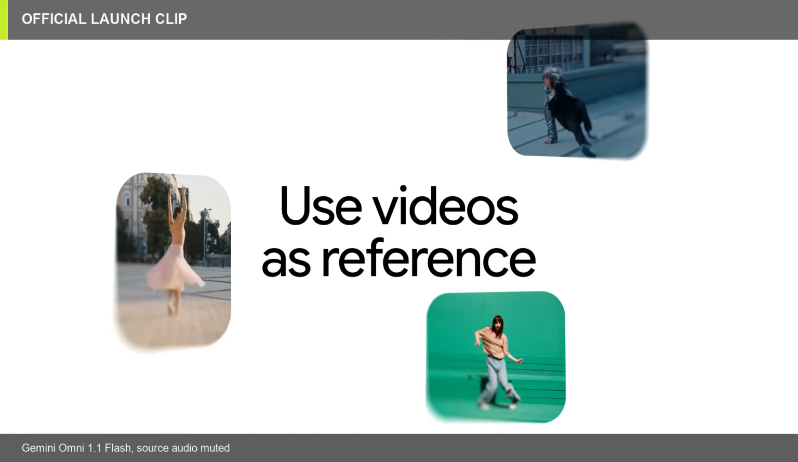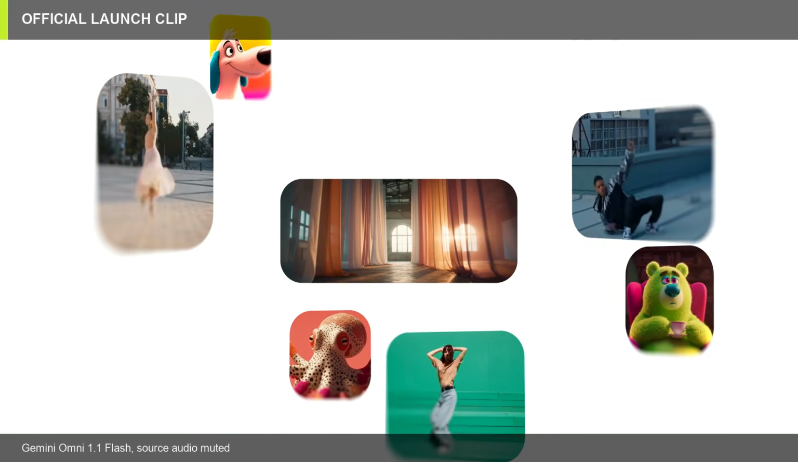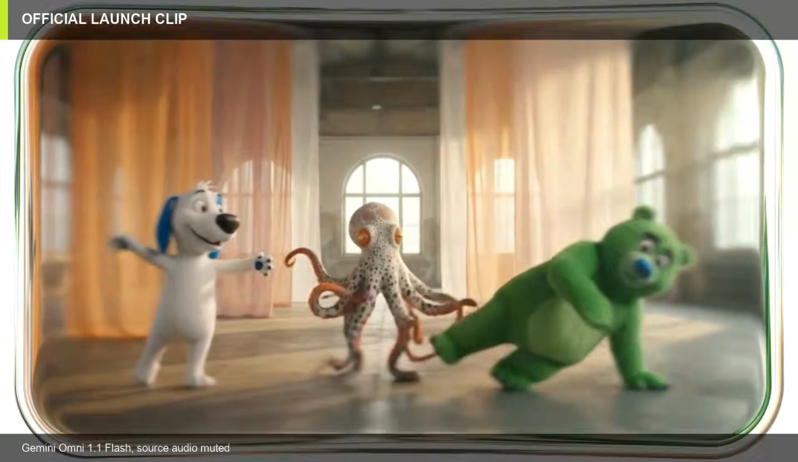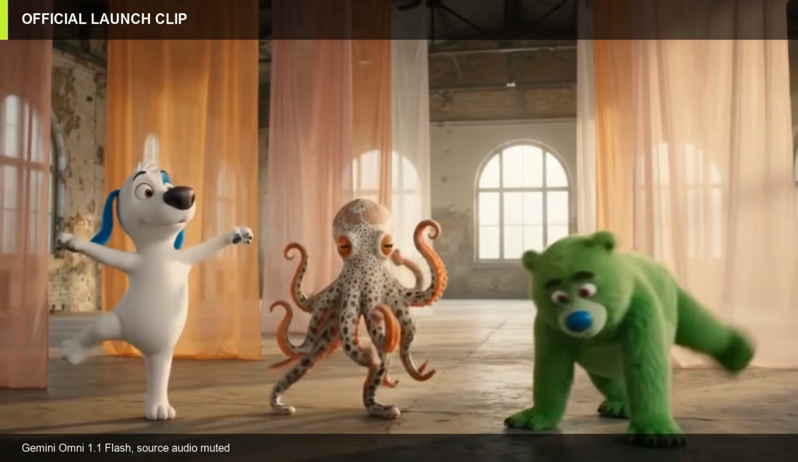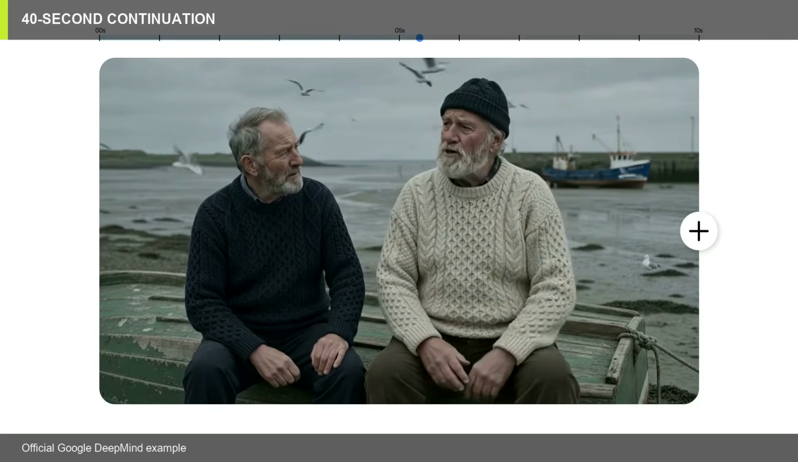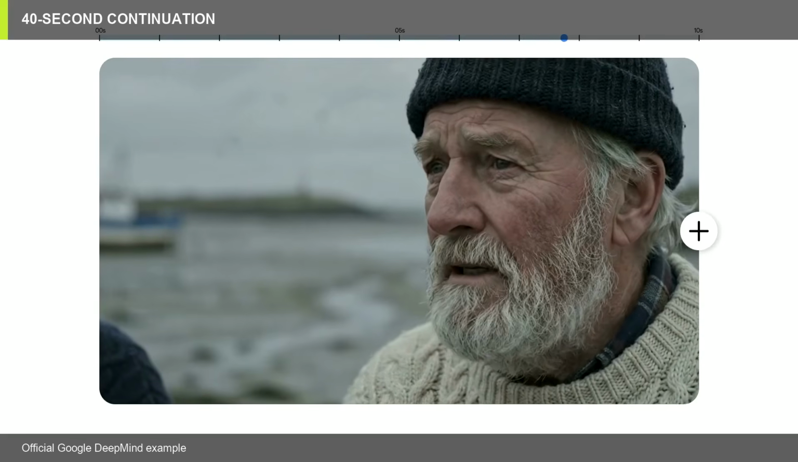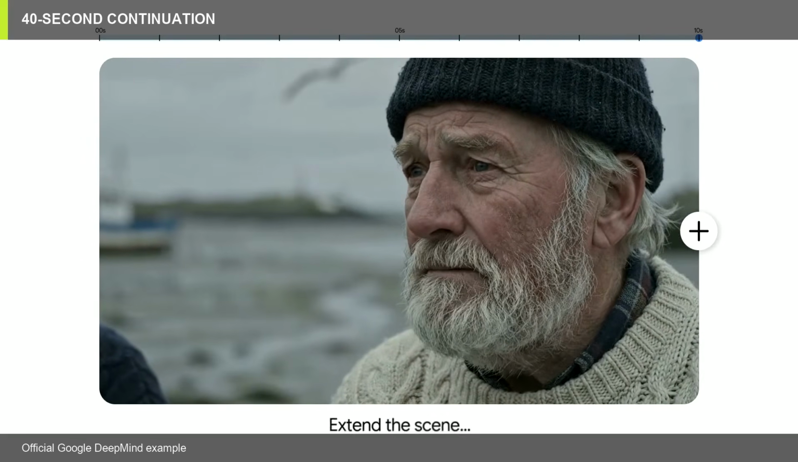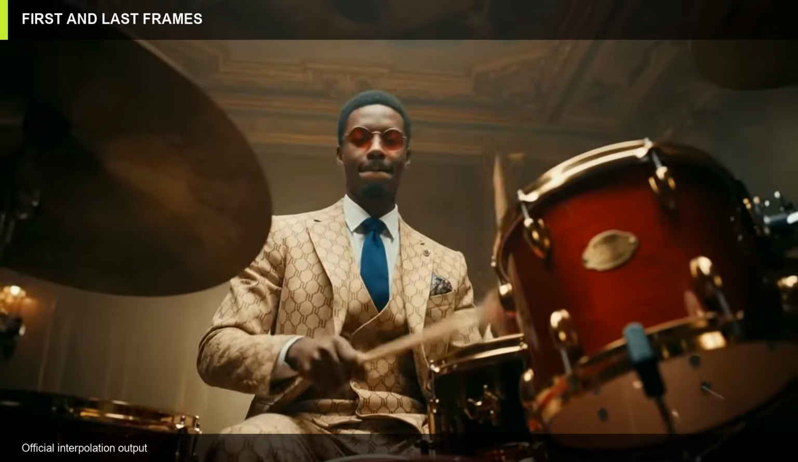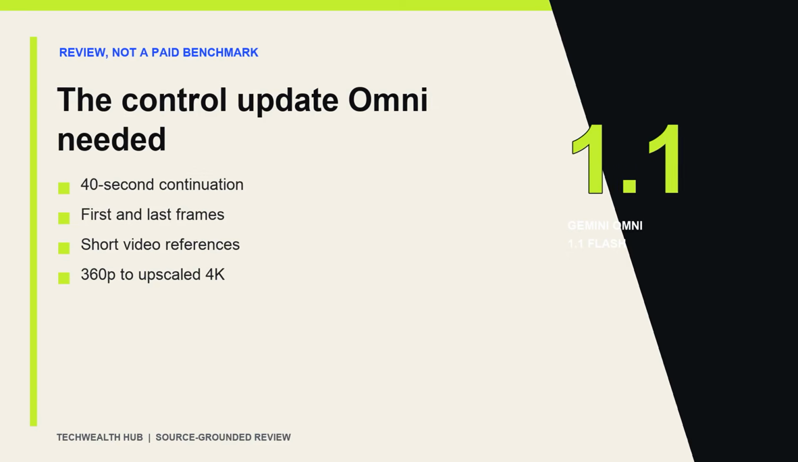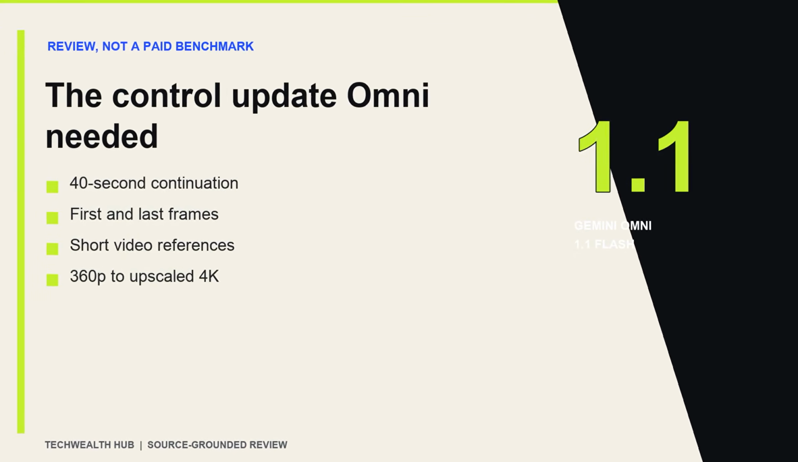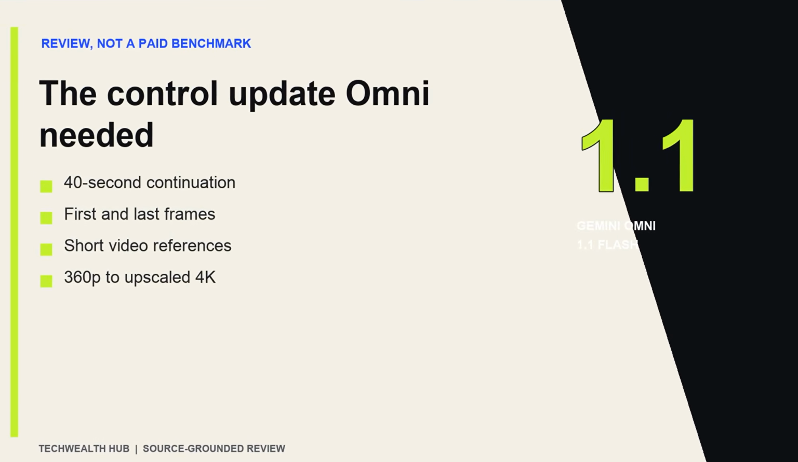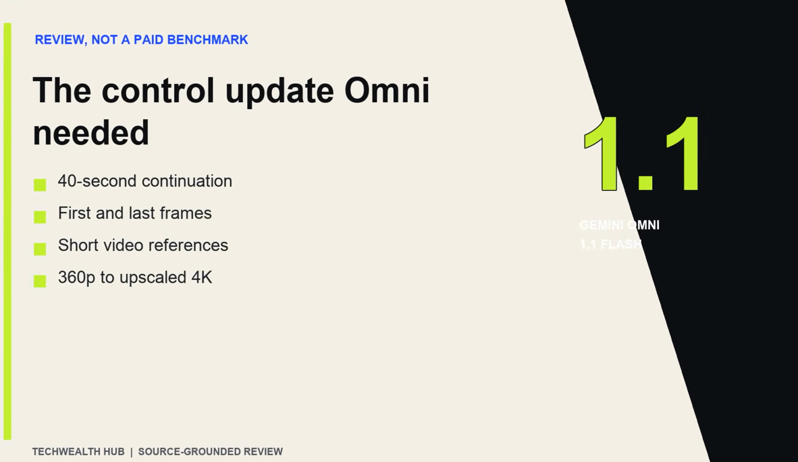This looks like a bigger model launch. It is not. Gemini Omni 1.1 Flash is a control upgrade, and that is exactly why it matters. Google has added the 4 things that determine whether a video model can fit inside a real editing workflow: continuation to 40 seconds, locked first and last frames, short video references, and a resolution ladder from draft quality 360p to upscaled 4K. The official examples are strong.